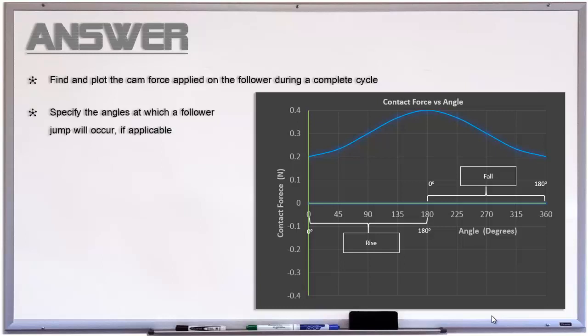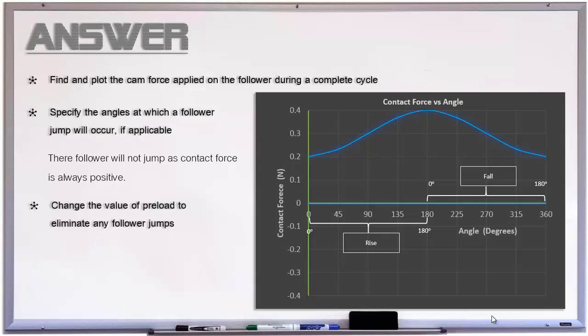The second requirement of the problem asks if there are angles where follower jump occurs. And the answer to this part is no, there are no angles where follower jump occurs because the contact force is always positive during the cycle. The third requirement asks about the preload value required to eliminate any follower jumps. And for the same reason we stated before, we don't need to change the preload value.